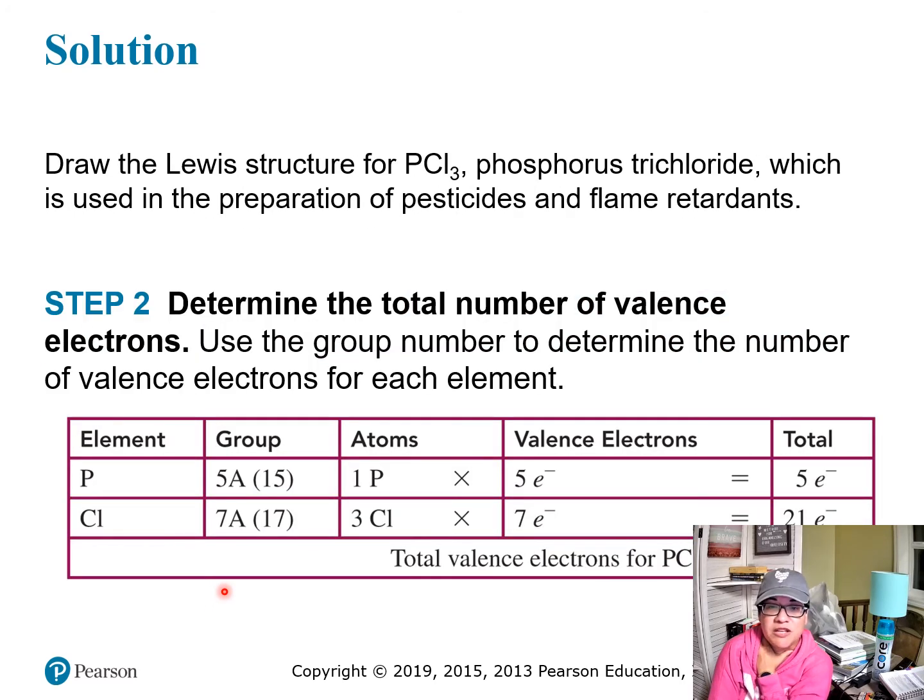Then you look at how many total electrons you have. So here the P is going to have 5 outer electrons, and the chlorine is each going to have 7, but you have 3 of them. So you have 21 total electrons there to bond. If you add those together, you've got 26 outer electrons to work with, and we're going to distribute them evenly all over this molecule.